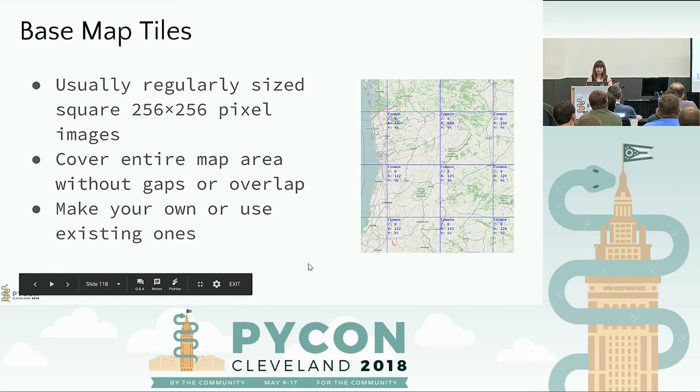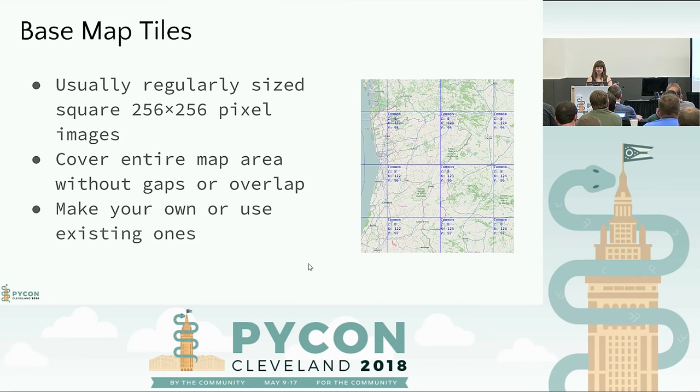So these base maps are made up of regularly sized square 256 by 256 pixel images. If you've ever opened a web map, zoomed in and out real quick, and maybe some squares were missing for a second, that's why. It was waiting to load that picture. And this image gives you a good visualization of what is happening.